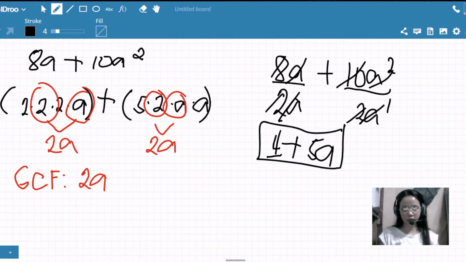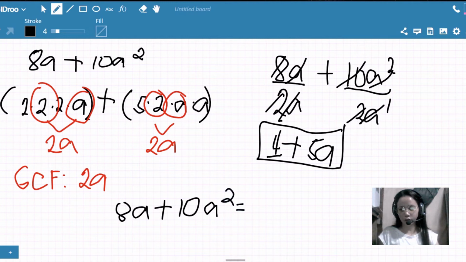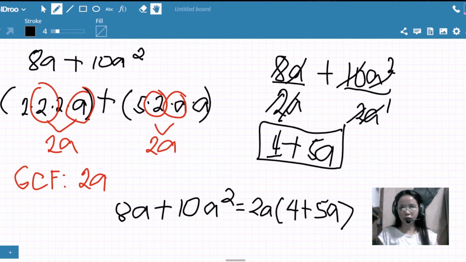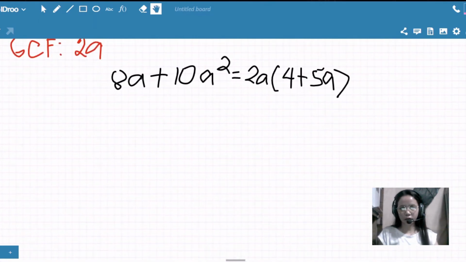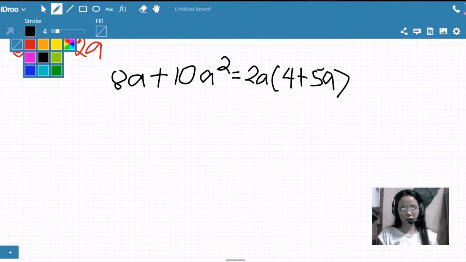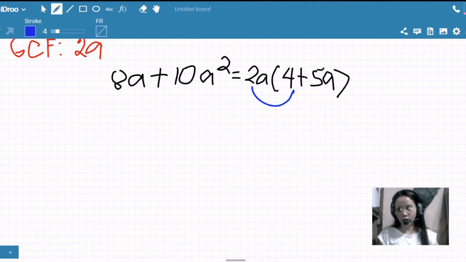So we can now rewrite the expression 8a plus 10a squared as the product of the two factors, which are 2a and 4 plus 5a. Now to check if our answer is correct, we must multiply the factors, which is 2a times 4, that is 8a, because 2 times 4 is 8, and then a, simply copy a because there is no other variable on the other term.